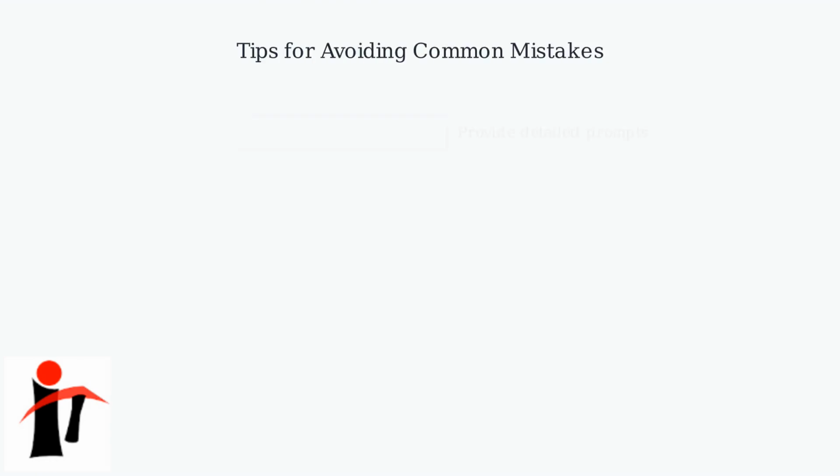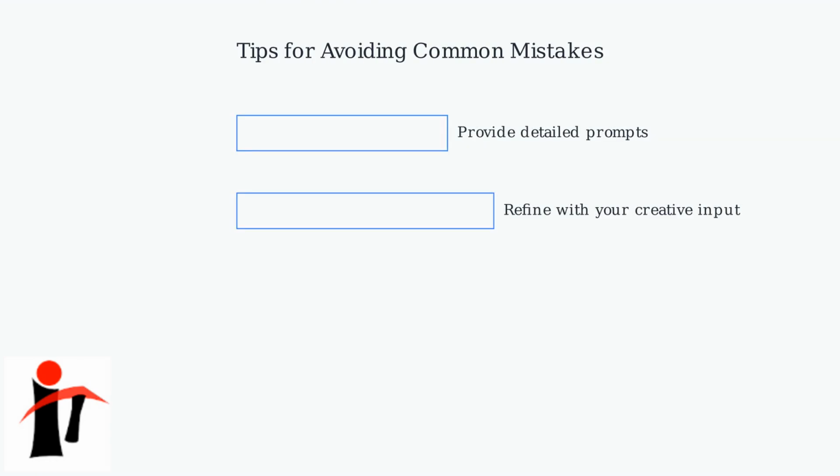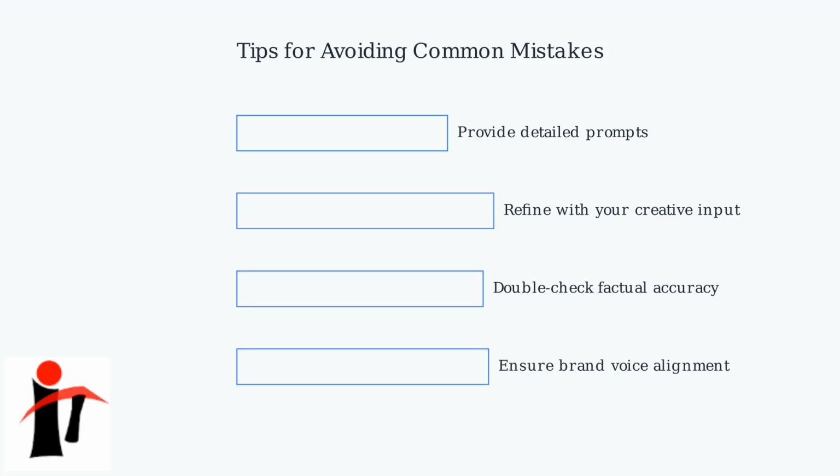To get the best results, provide detailed prompts and refine the AI-generated script with your unique creative input. Always double-check for factual accuracy and ensure the script aligns with your brand's voice and values. Be aware of potential AI hallucinations or inaccuracies and use human oversight to correct them. By combining AI assistance with your expertise, you can create compelling and effective video content.